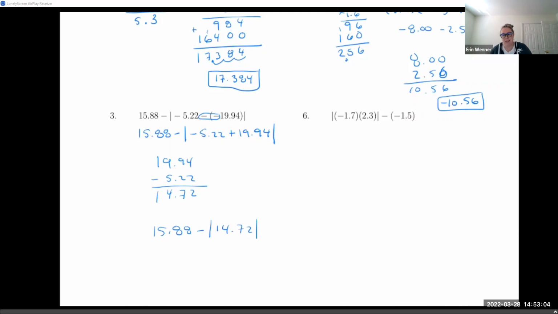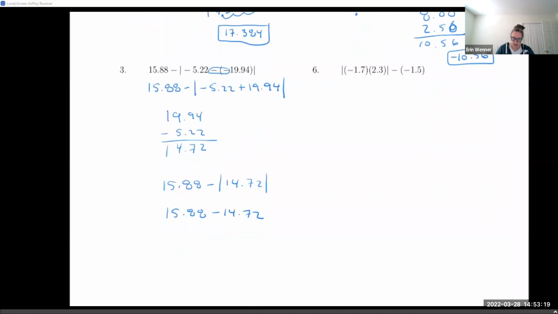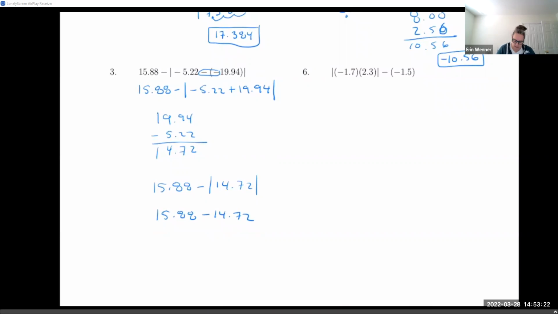Now, because what's inside the absolute value sign is positive, we don't really have to worry about it because, again, the absolute value of a positive number is just a positive number. So if we take the absolute value, we've got 15.88 minus 14.72. Again, we can't forget that subtraction sign. So setting up our vertical subtraction, 8 minus 2 is 6, 8 minus 7 is 1. Bring our decimal point down. 5 minus 4 is 1, and 1 minus 1 is 0. So 1.16 is our final answer.